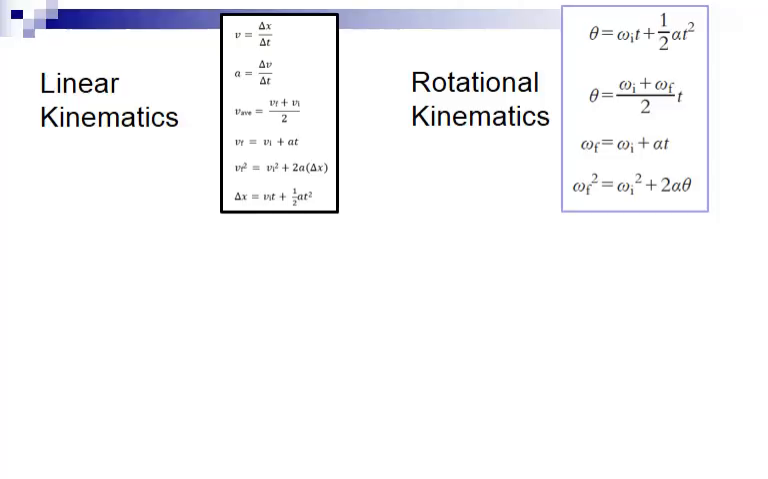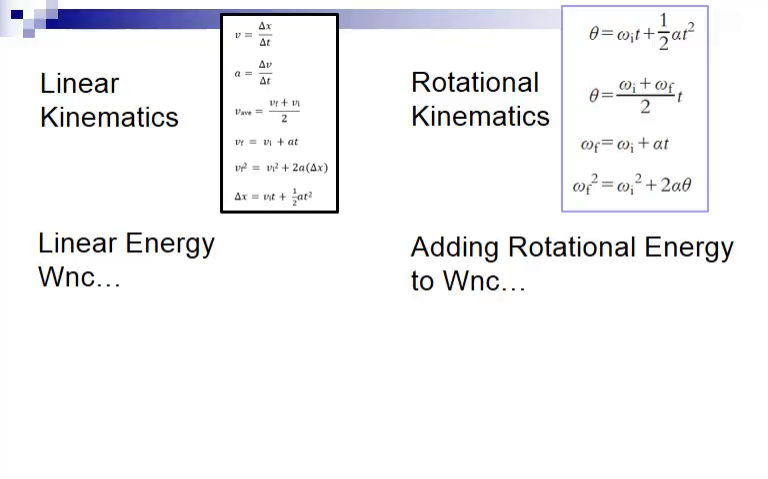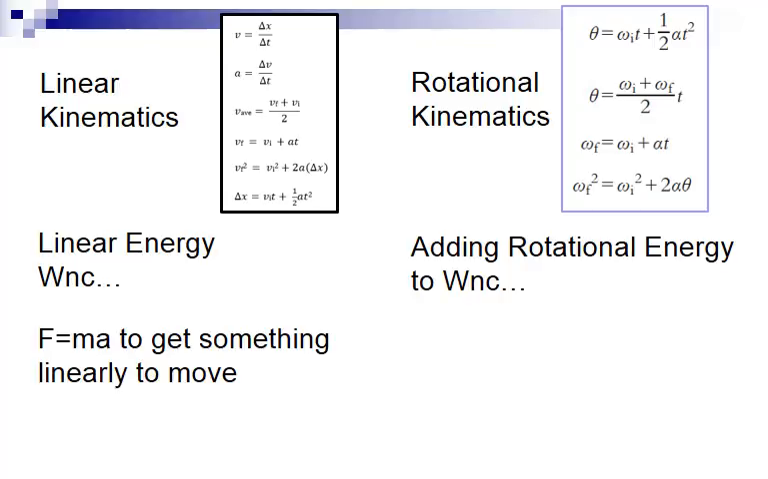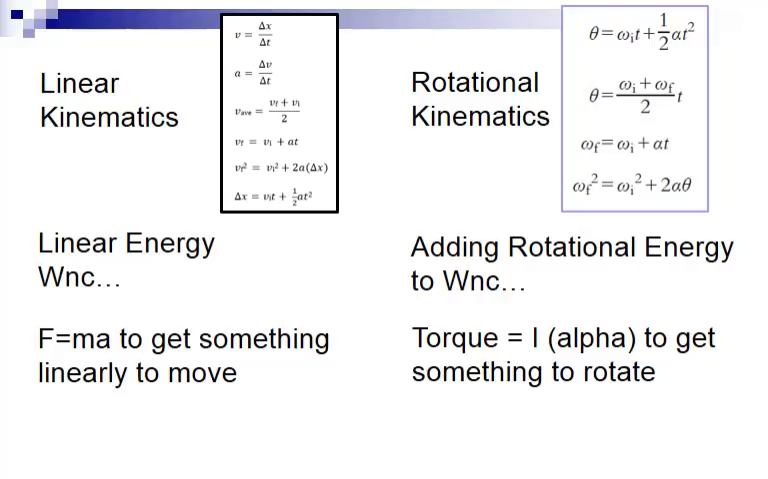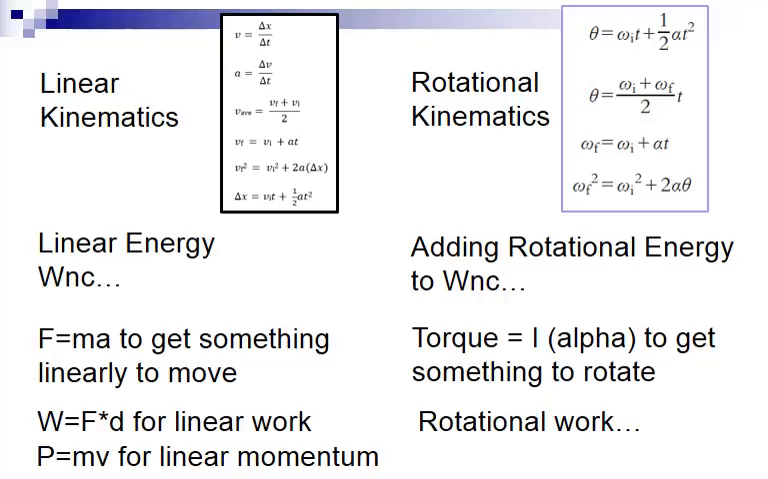All right, so as we've gone through our review, we've looked at how with linear kinematics, we have the constant acceleration equations. For rotational kinematics, we have the constant acceleration equations. And we've worked through both. For linear energy, we looked at non-conservative work and work or energy in general there. And then we added rotational energy to non-conservative work. We looked at the equivalent of F equals ma as torque equals I alpha to get something to rotate. And now we need to look at what's going on for work, and then for momentum, what's going on for momentum.